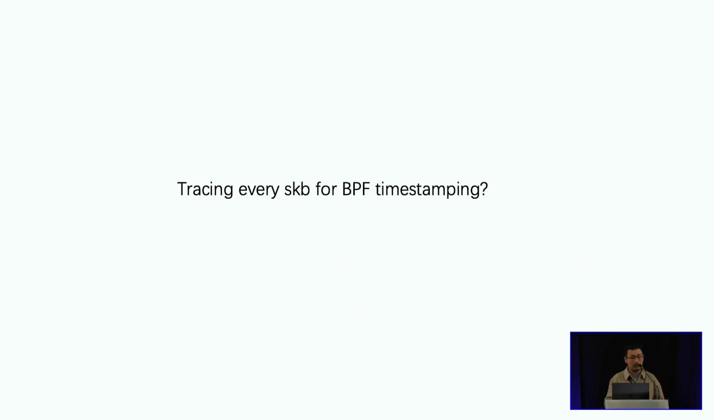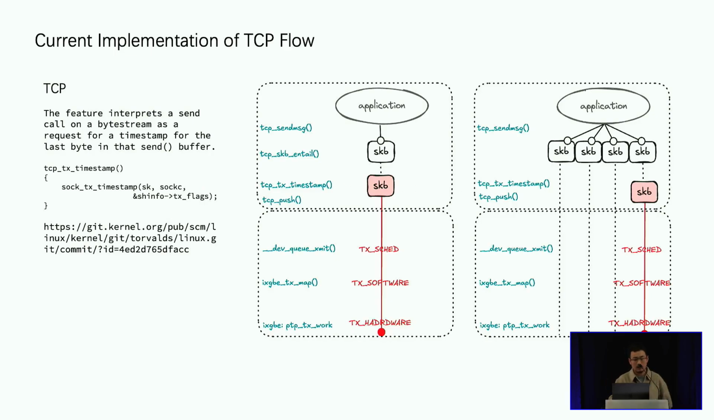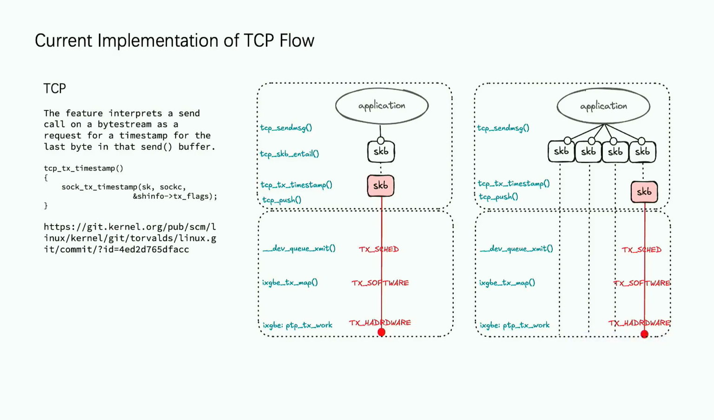I don't know how much time do I have? So I will quickly walk you through the next feature I'm going to add, tracing every SKB for BPF timestamping. The current flow of the TCP works like this. If you send a message, it will tag this single SKB and will have corresponding timestamps when it enters into the different measure points. But if an application tries to send a large amount of data that will be split into smaller SKBs, only the last one will be tagged.